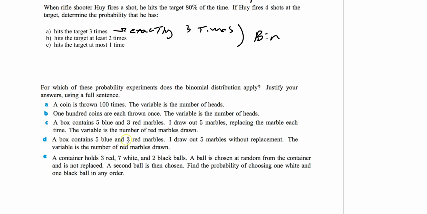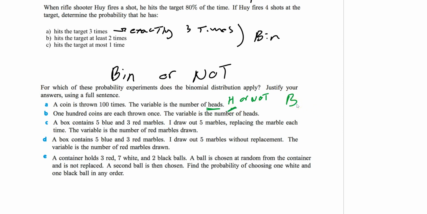So let's do some quick examples of our favorite game show, binomial or not. So real quick, let's try to figure out if these things are binomial or not binomial. The first one: a coin is tossed 100 times. The variable is the number of heads. So all I know is the number of heads. I don't care about anything else. That's binomial. It wins. If you're throwing it 100 times, throwing the coins is automatically independent. The odds never change. And all you're talking about is heads or not heads. That's all we care about. So that's binomial.